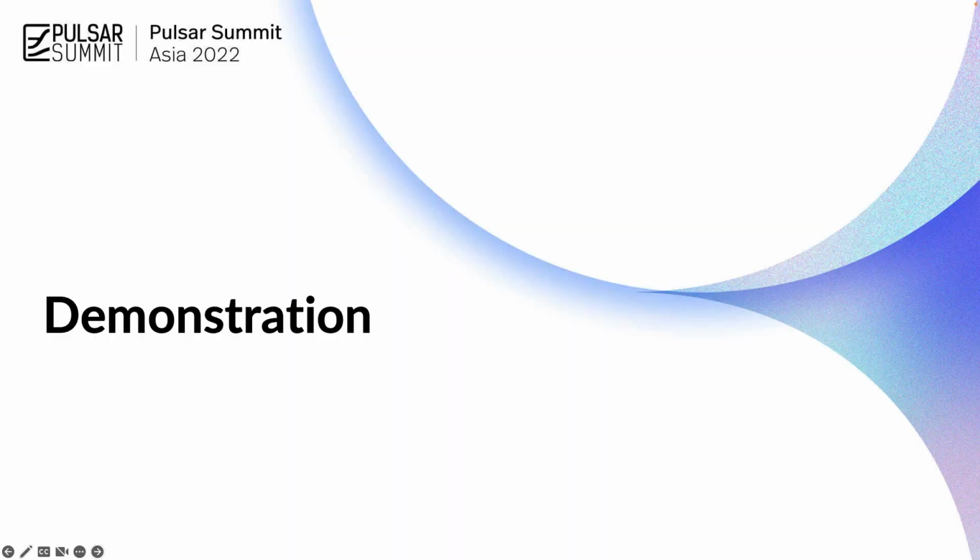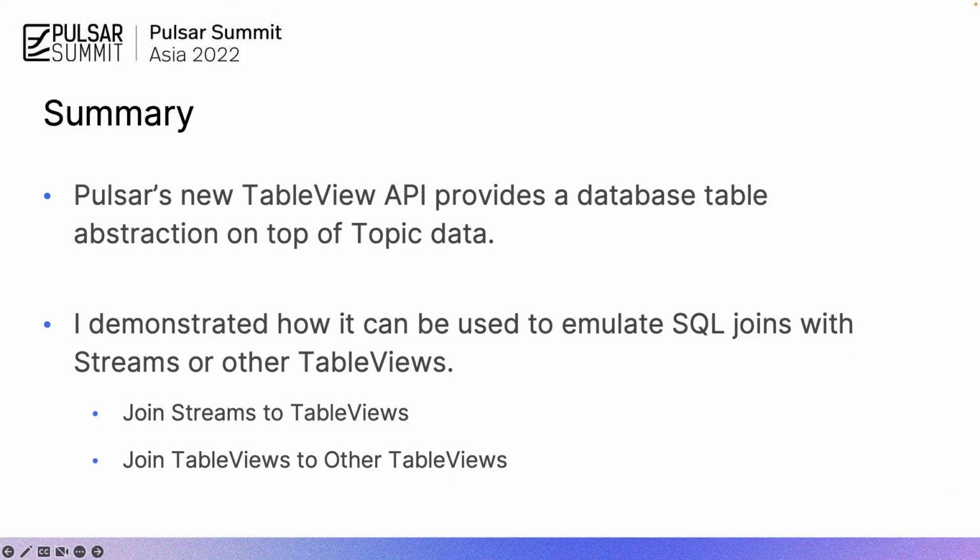That concludes our demonstration of the code. In summary, Pulsar's new table API provides a database table abstraction on top of Pulsar topic data. I demonstrated how it can be used to emulate SQL joins with streams or table views. I demonstrated how to join streams to table views and table views to other table views.